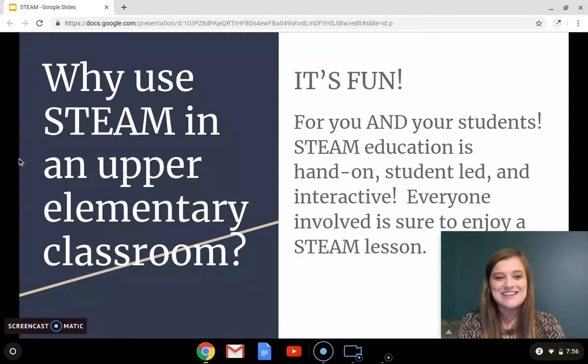And lastly, STEAM is so much fun. You should use it in your classroom, if for no other reason, because it's hands-on and student-led and so interactive. Not only are your students really going to enjoy it, but you as a teacher are really going to enjoy it as well. I definitely think it's one of the best ways to teach students because it is so interactive and discovery-based.